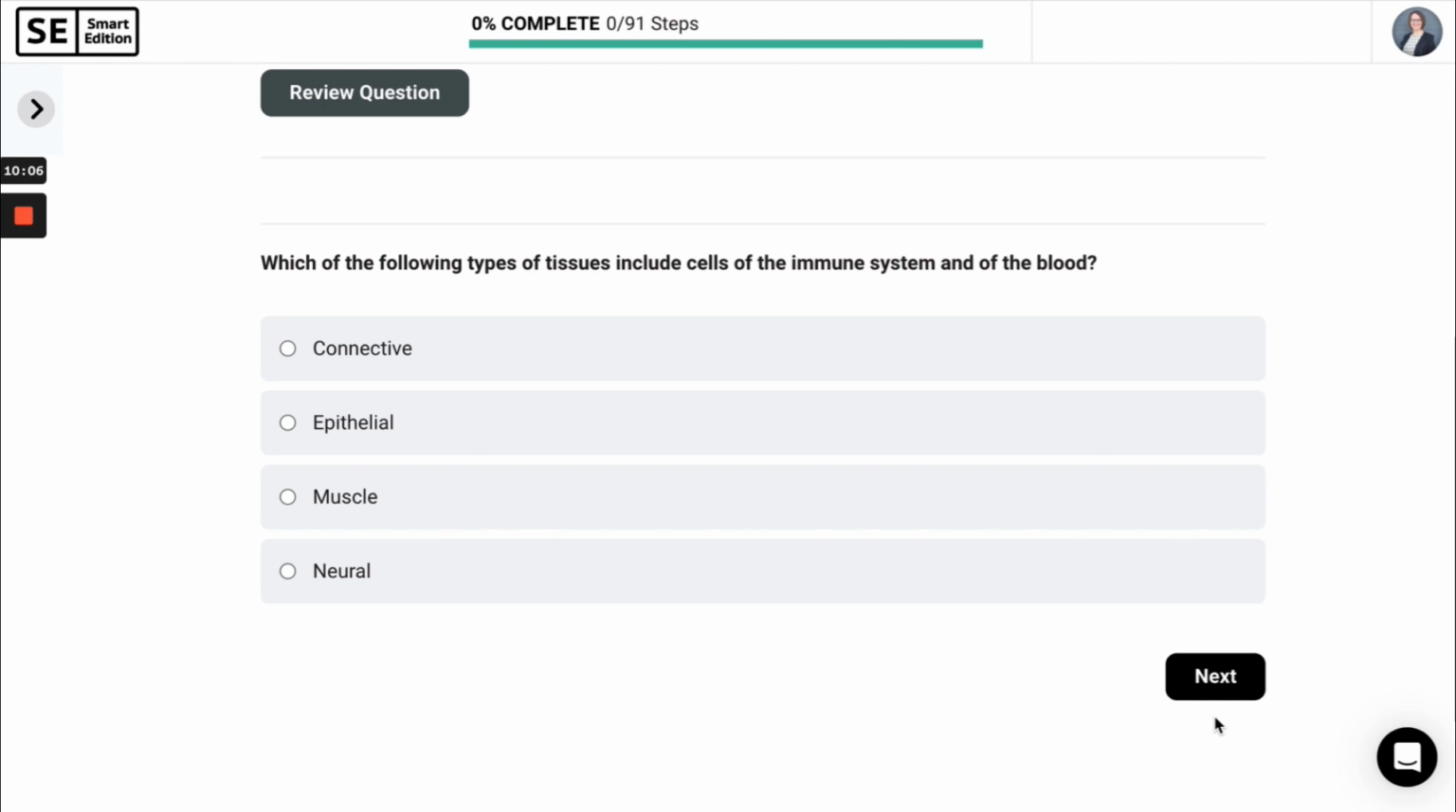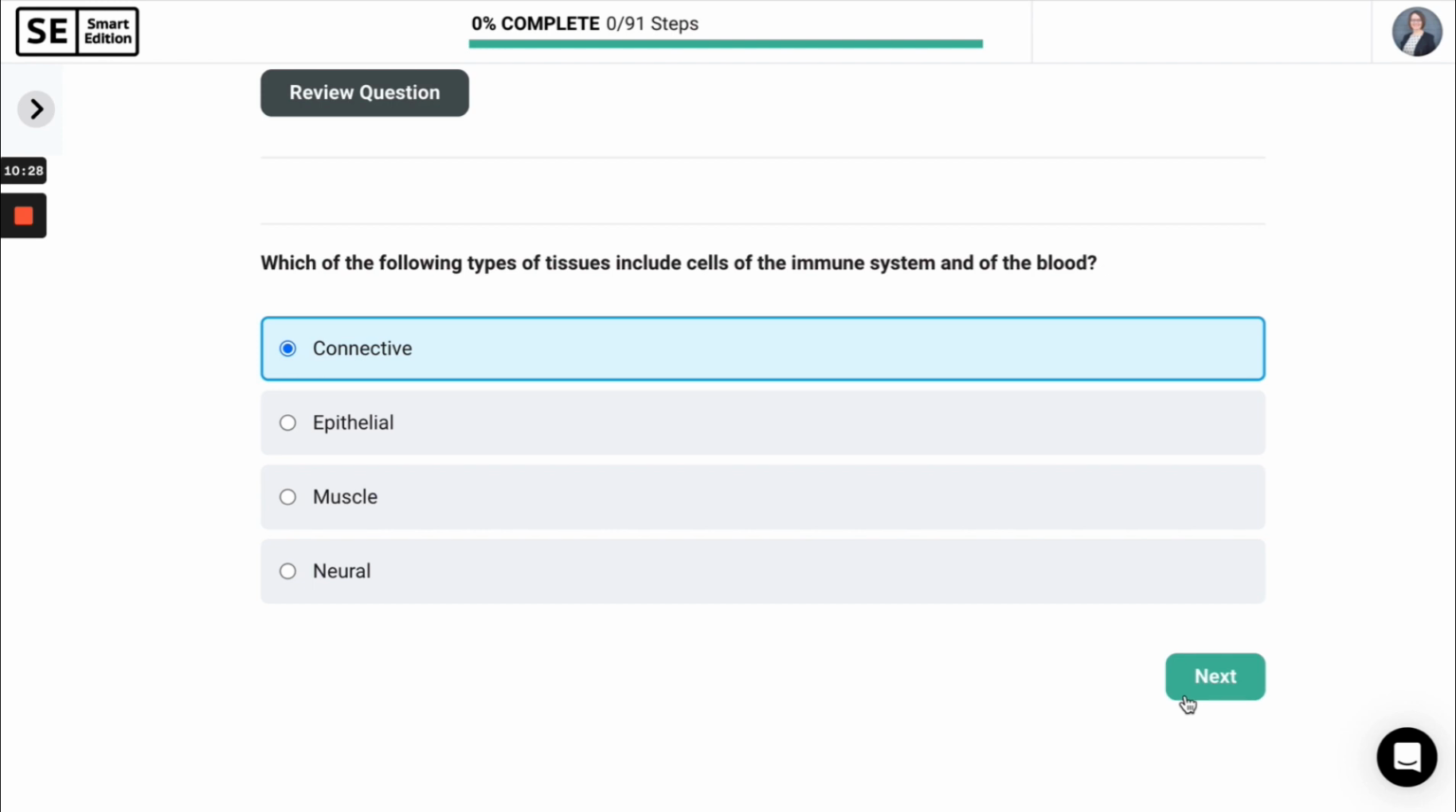Which of the following types of tissues includes cells of the immune system and of the blood? Is it connective, epithelial, muscle, or neural? The correct answer here is connective. So connective tissues are characterized by extracellular materials that separate cells from each other. So the clue in this question is which type of tissues include cells, and that would be connective. And one way to remember this is to think of C equals C, so cells equal connective, or connective tissue equals cells.